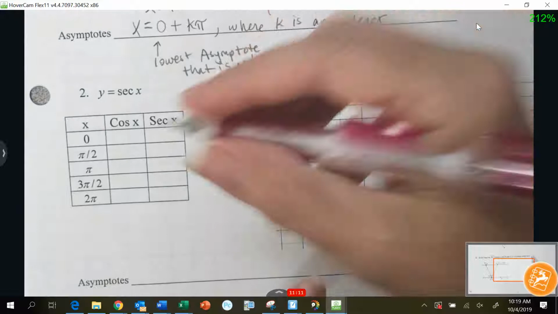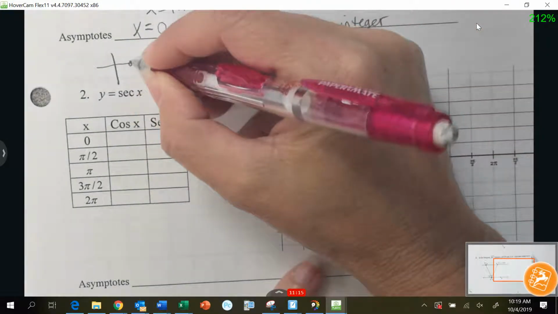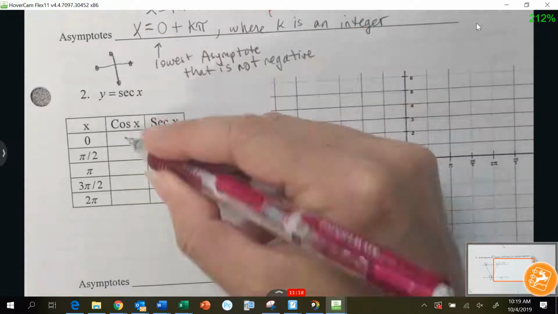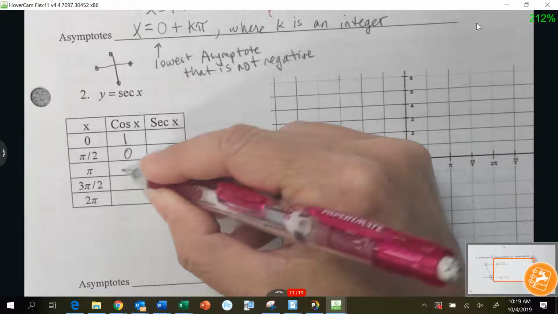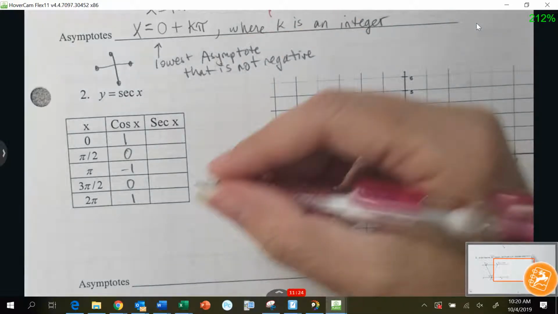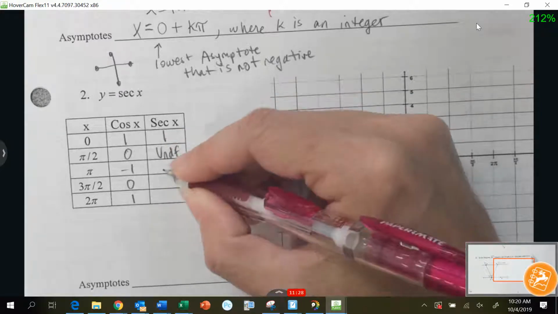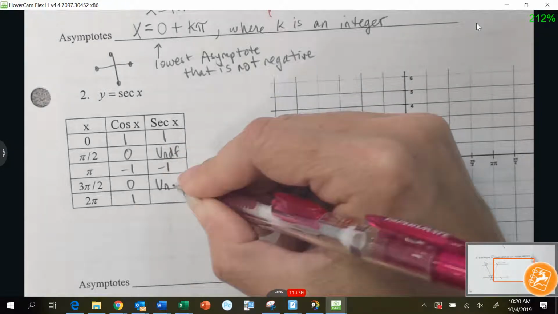All right, so now we're going to do the exact same. First, we're going to start with cosine to make secant. So cosine is the x values around the circle. So the x's are going to be 1, 0, -1, 0, 1. And when I flip those and reciprocate them, 1, undefined, -1, undefined, 1.